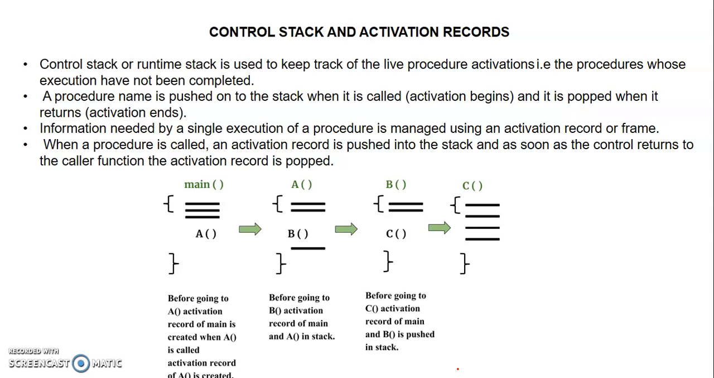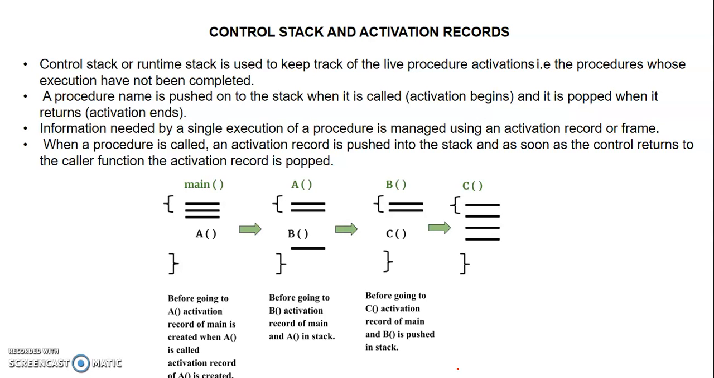So the control stack is a structure that is going to store the records of all the activations. So the information needed by a single execution of a procedure is managed using the activation record or frame. So whenever a procedure is called, the activation record is pushed onto the stack. As soon as the control returns to the caller function, the activation record is popped.